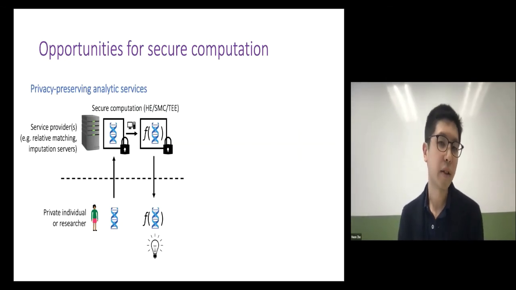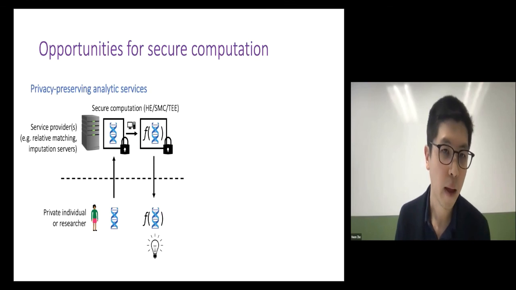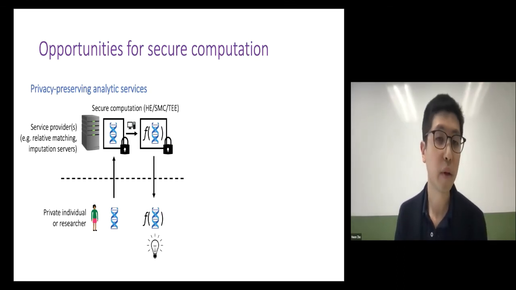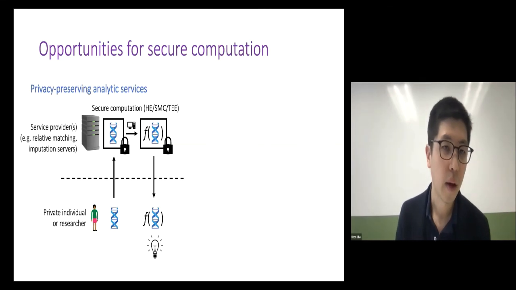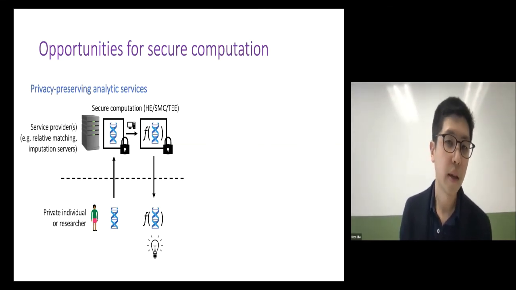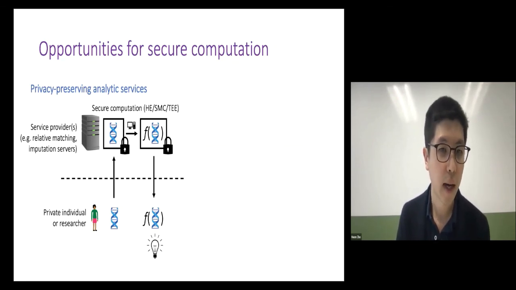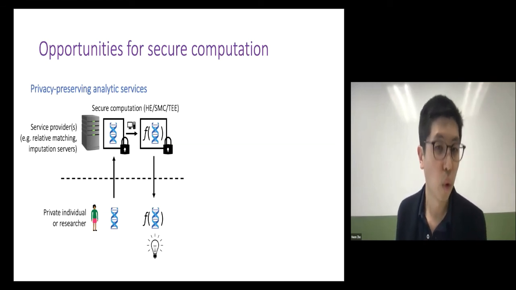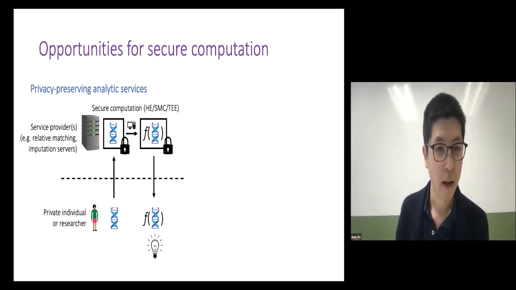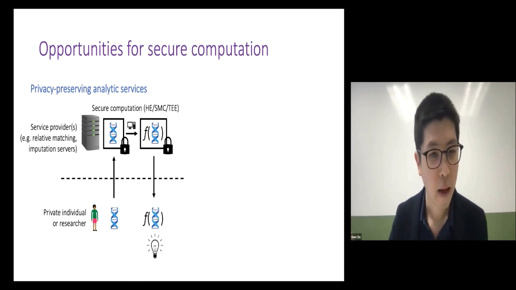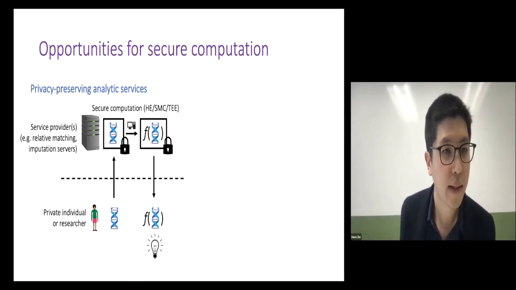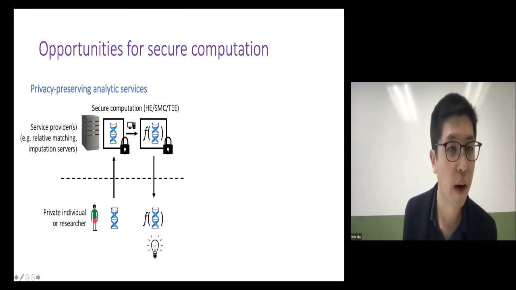Now, all three of these technologies provide a way to perform computation over private data without revealing the raw data. And this can be useful for a range of different data sharing scenarios. So here's a couple of examples. The first is privacy preserving analytic services, where we have a private individual or researcher with genetic data who wants to perform some computation over it with the help of a third party who might have access to larger data resources. So normally, the user would need to give up their privacy to an extent by uploading their raw data to a server and trusting that the server won't be compromised in any way. But with secure computation techniques, we can design a workflow that keeps the user's data private throughout the entire process.